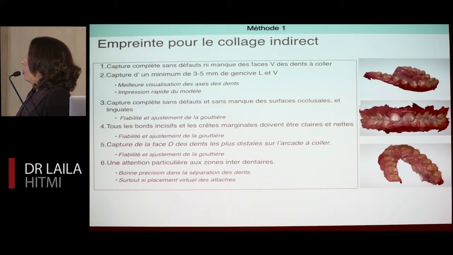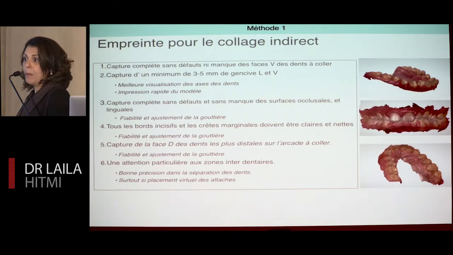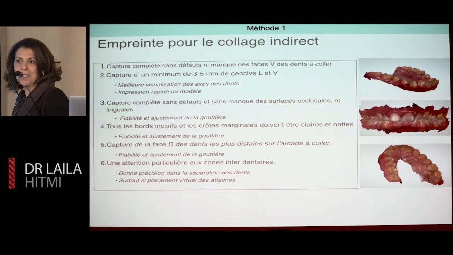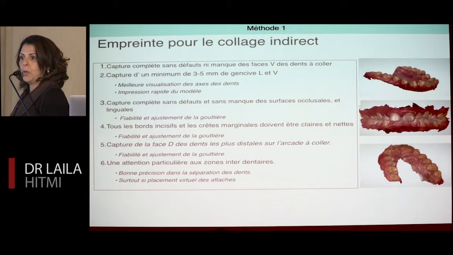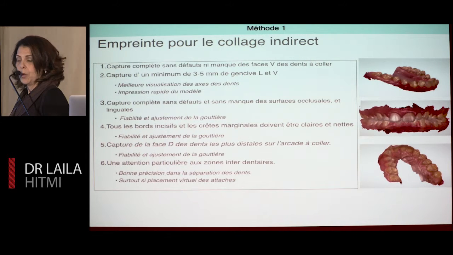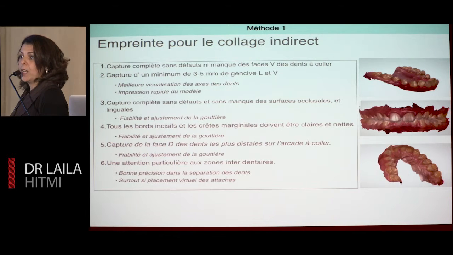So you have to work on your impressions because the impression must record all buccal surfaces, no defects, no gaps. But you also have to record all the lingual and occlusal surfaces with no defects, because if there is a defect, there will be a defect in the transfer jig, in the positioner, and therefore your attachments will not be correctly positioned. Second element, you need to record the distal face of the last tooth to be bonded, because this also contributes to the accuracy of your positioner.